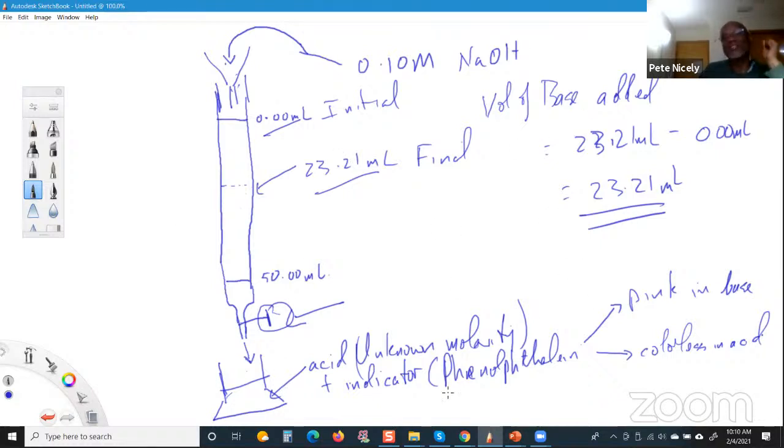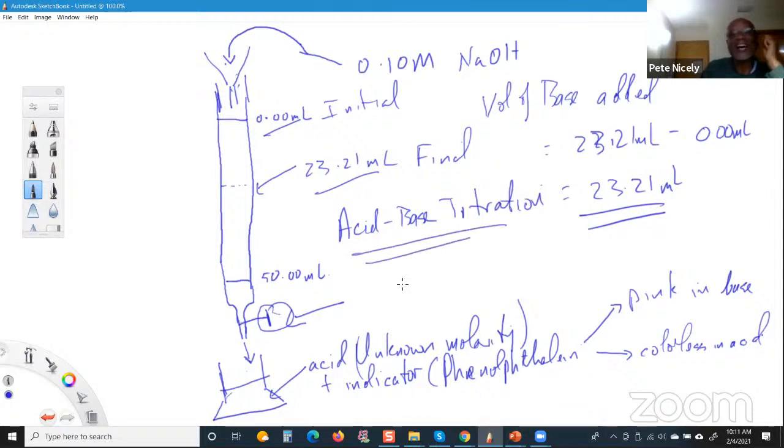The type of titration that I described here, we call this an acid-base titration. Let me write this right here. Acid-base titration. All right, this is just one type of titration process. There are other types of titrations. There's redox titration, precipitation titration, and others, you know. So this is the simplest example of a titration, however, all right? Okay, any questions about this? Any questions about the titration process?